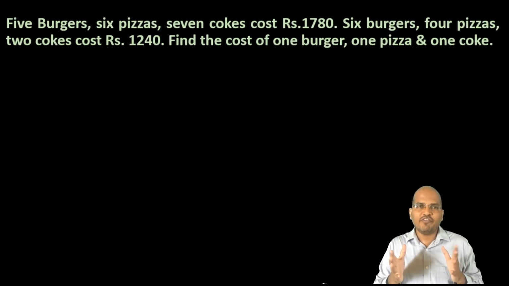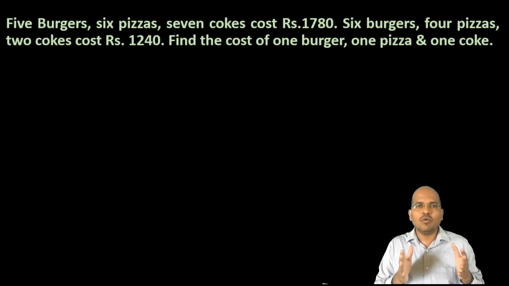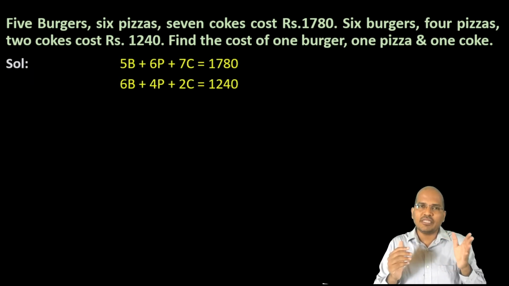In this problem, you have 5 burgers, 6 pizzas, 7 cokes costing rupees 1780. 6 burgers, 4 pizzas and 2 cokes cost rupees 1240. Clear? Now he wants you to find the cost of 1 burger, 1 pizza and 1 coke. So what is given to us? 5b plus 6p plus 7c is 1780. 6b plus 4p plus 2c is 1240.